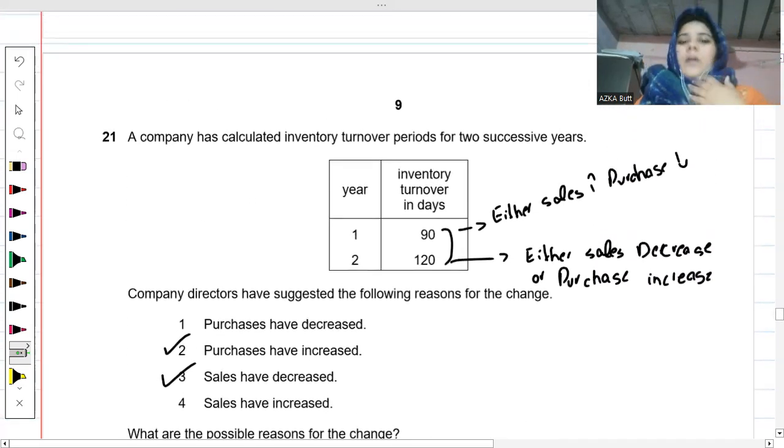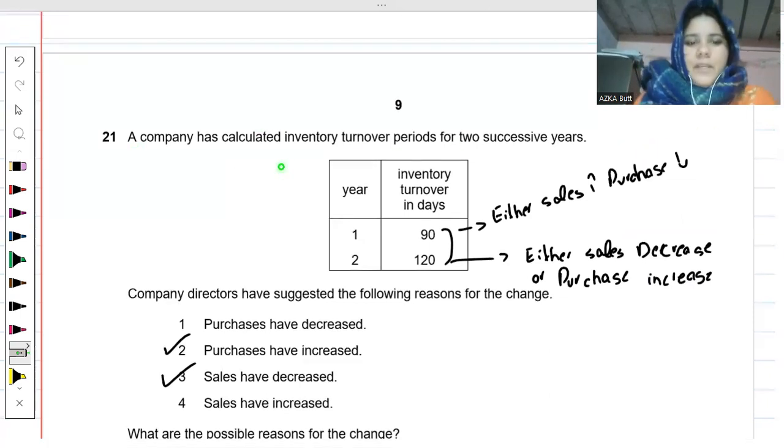Okay, so here is question number 21. A company has calculated inventory turnover periods for 2 successive years. In year one, our inventory turnover was 90 days, and in year two, it is 120 days. The company directors have suggested the following reasons for the change. Before, in year one, it was 90, but now it is 120. So basically, the directors have suggested some reasons for why it has changed.